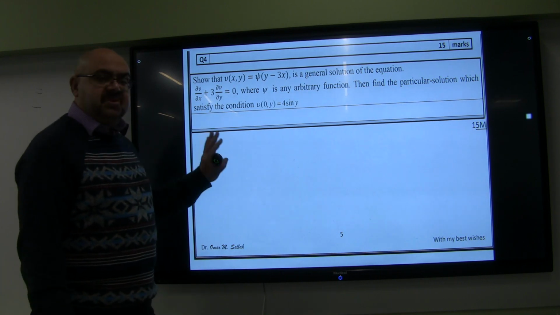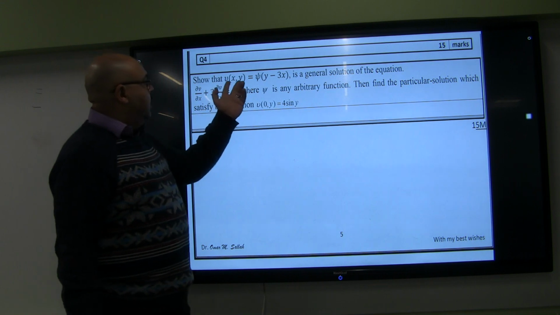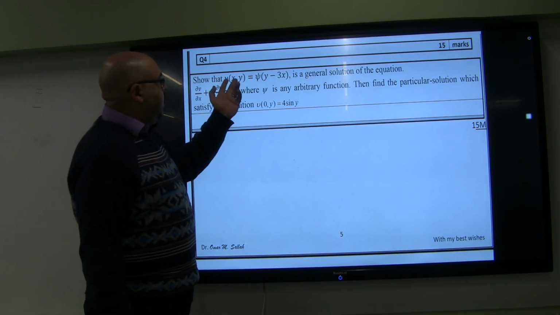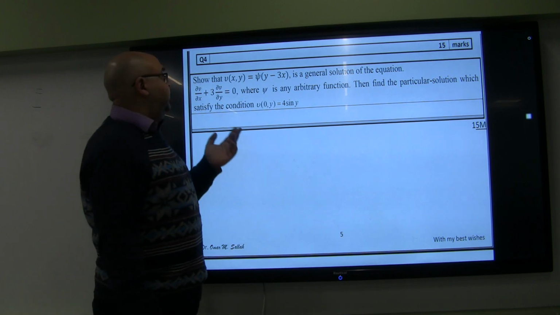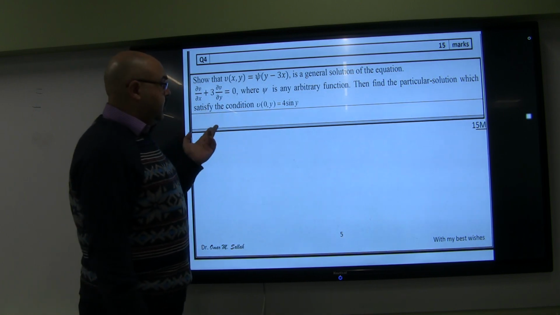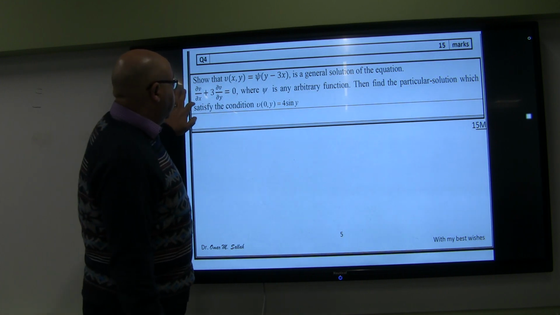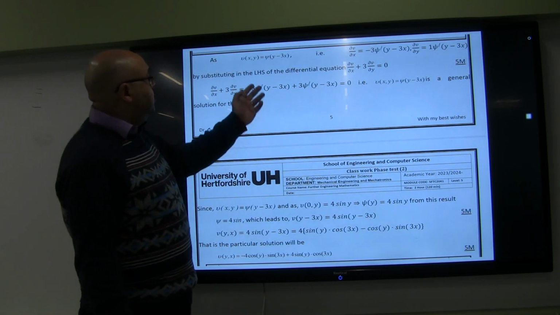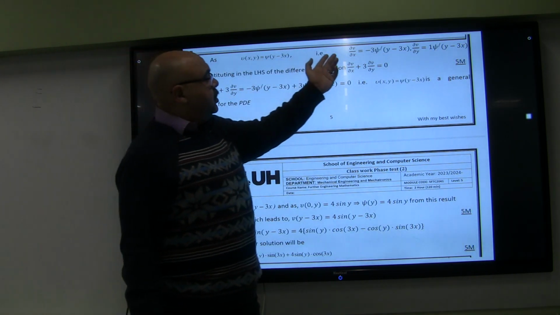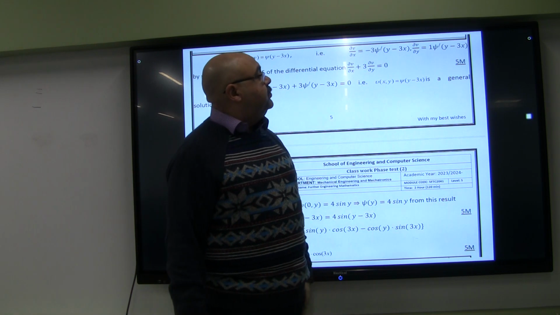This problem is direct. He's asking you to check if u(x,y) equals ξ(y − 3x), where ξ is an arbitrary function, is a solution or not for such an equation, and it's very, very simple. I've tried to get ∂u/∂x and ∂u/∂y and make the substitution here. Once you start substituting, it's really equal to 0. I've dedicated 5 marks for this part.